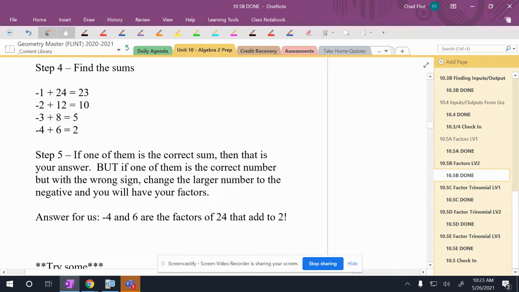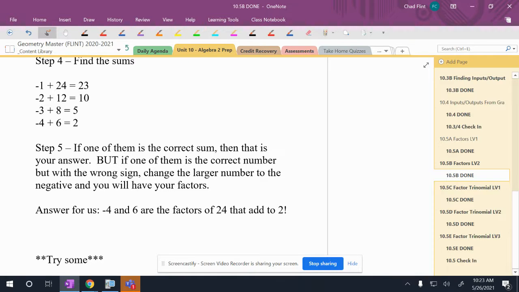All right? So it says if one of them is the correct sum, then that's your answer. But if one of them is the correct number with the wrong signs, you flip the signs around. You're going to see an example like that down there. We wanted this to add to 2. And again, I've got this all over the place right now because I've got it all spread out. But normally when we do this, we're going to have everything condensed in one little space so we can keep track of it. So the factors that I wanted are negative 4 and 6.